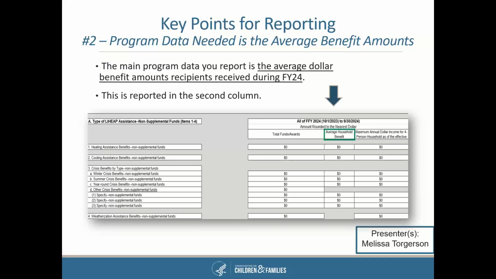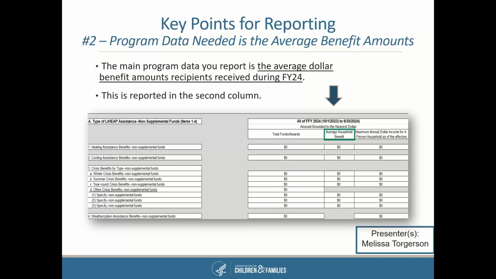The second column, as I mentioned, is different than the first because in this column you actually are looking at expenditures, and this is where a lot of people get tripped up because they're trying to make this average household benefit somehow align with those obligations in column 1. But for many of you, these two will not talk to each other. Your obligation amounts are completely different from the amount that you expended, because you may be expending obligations from prior years, for example. This second column is the average dollar benefit amount that recipients received during FY24. So this is all about expenditures.